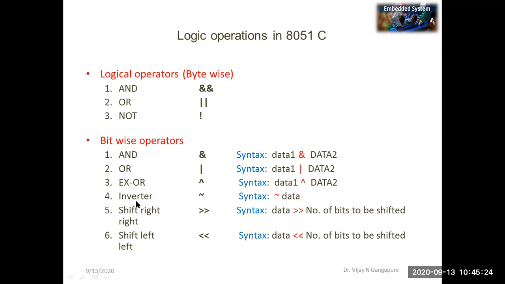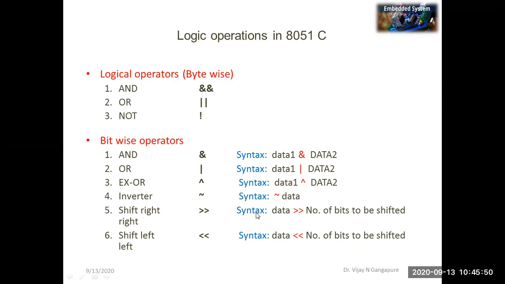But the bitwise inverter operator operates on a single operand, that is, single data. It inverts it. For example, if the data is 10101010, then after inversion the data will become 01010101.